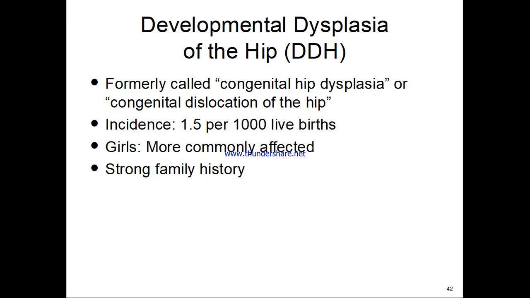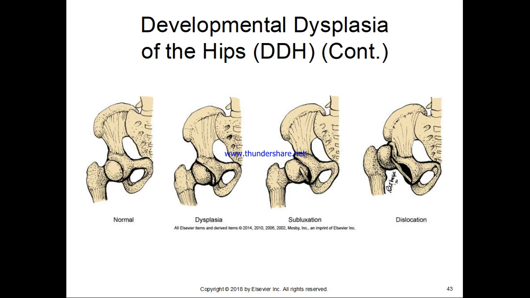We're going to move on now to developmental dysplasia of the hip, also known as congenital hip dysplasia or congenital hip dislocation. This has an incidence of 1.5 per 1,000 live births, and girls are more commonly affected, and there does seem to be a strong family history with this condition.